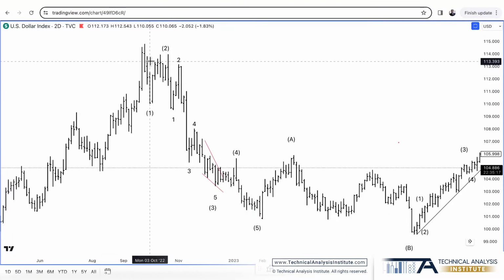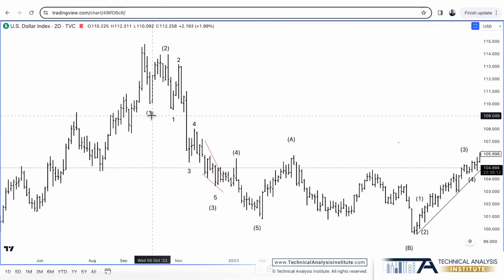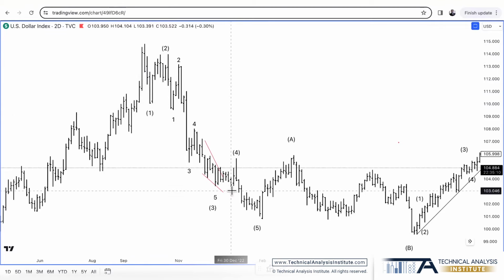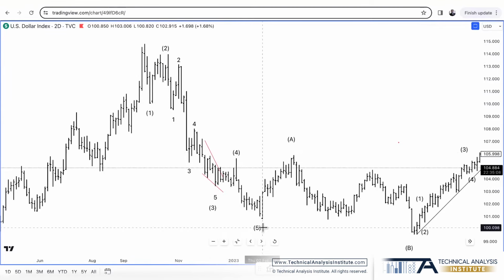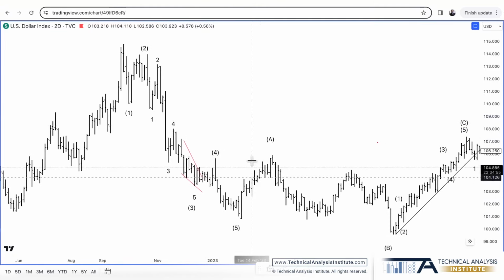As you can see in the dollar index, this is the 2-day chart, where we have 1 in parentheses, 2 in parentheses, 3 in parentheses, 4 in parentheses, and 5 in parentheses. That means that we have 5 waves down, and they are followed by a 3-wave up that we label A, B, and C, as you can see here. The correction, the ABC, took the shape of a flat.